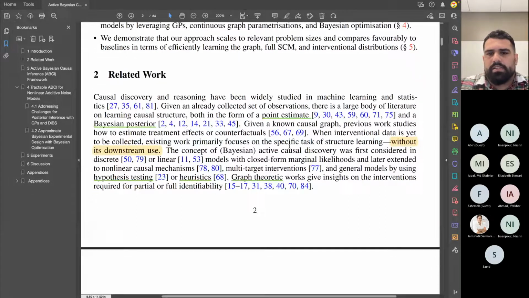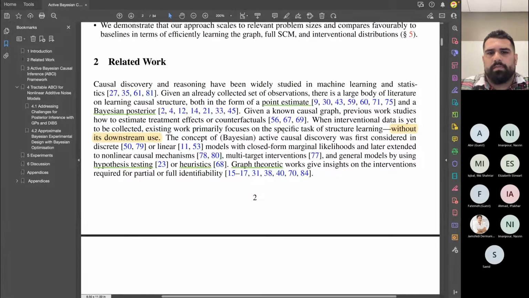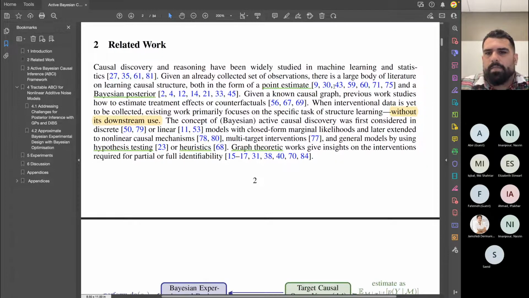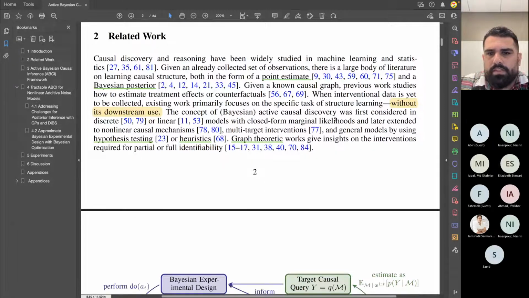Regarding related work, as I mentioned previously, the works are either focused on causal discovery or only on causal reasoning. There is another work that they refer to here, which is very important.